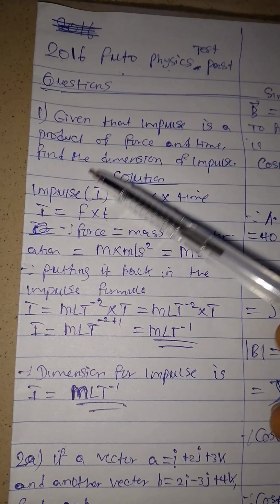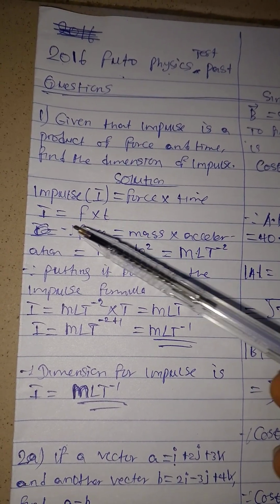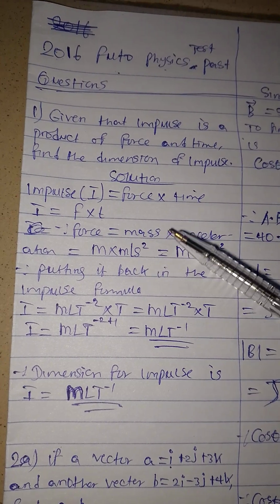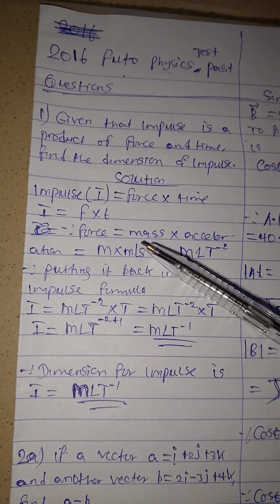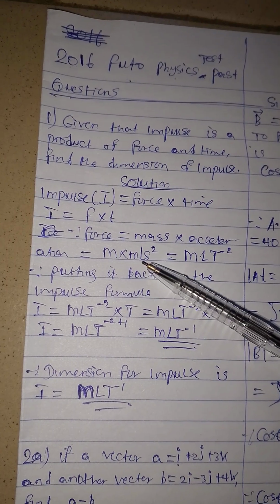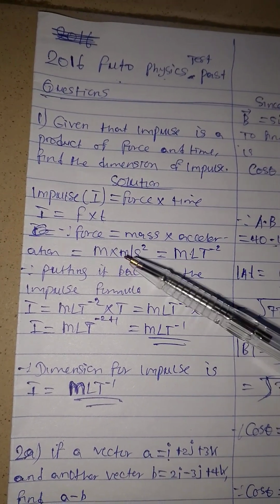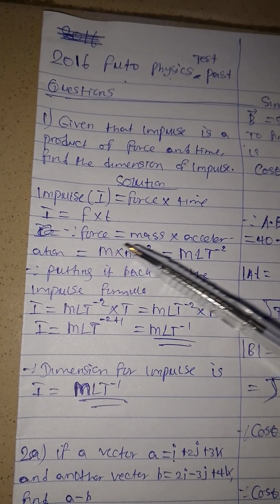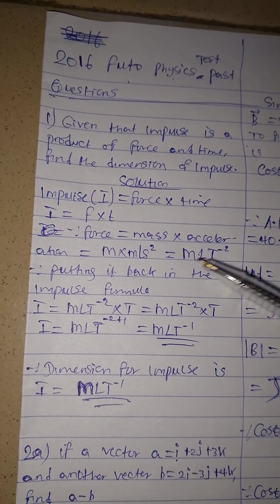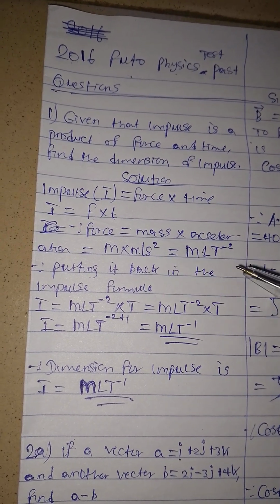Now, for us to find the dimension of this impulse, I have to first find the dimension of each component. Therefore, the dimension of force: force equals mass times acceleration, which is mass times meter per second square. The dimension of mass is capital M, the dimension of meter is length L, and the dimension of time is T.